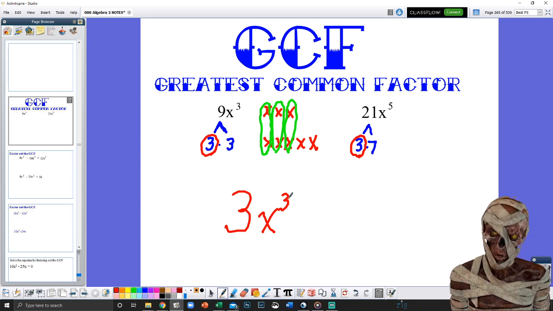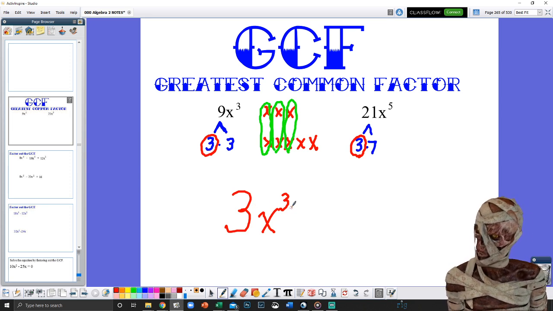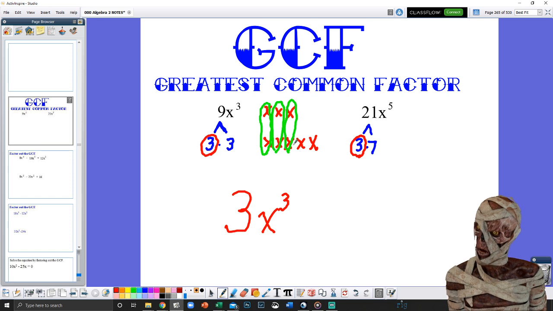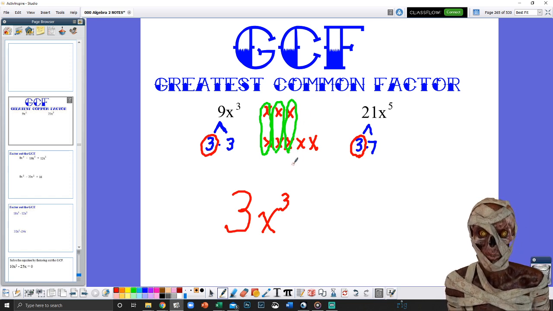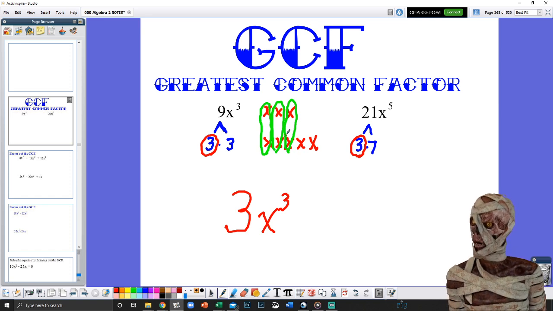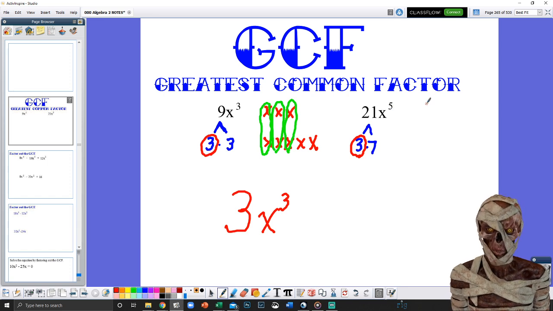Now, it was only a coincidence that those were both 3's. That doesn't normally happen that way. All right, so you're probably wondering, well, what would be an easier way to do this without writing it all out? I'm glad you asked. Let me tell you. So instead of writing it all out, for example, if I had 21x to the 500th power, I wouldn't want to write out 500 x's.